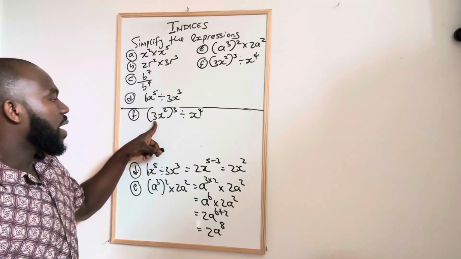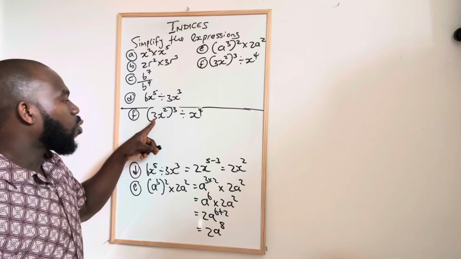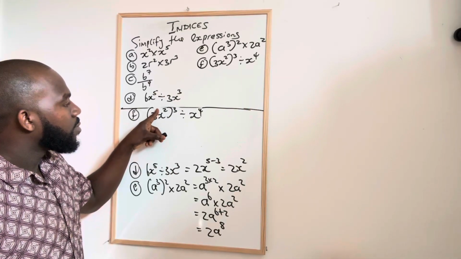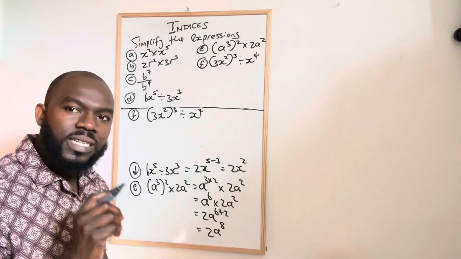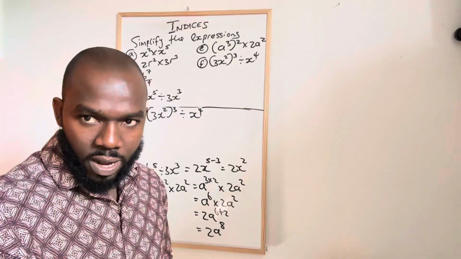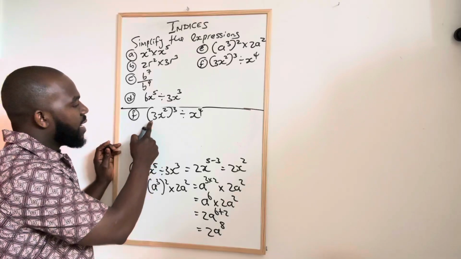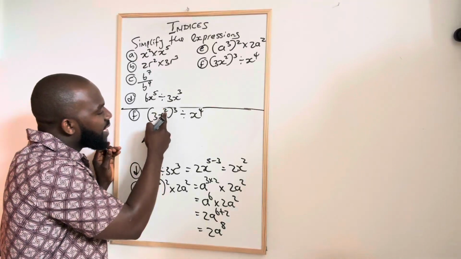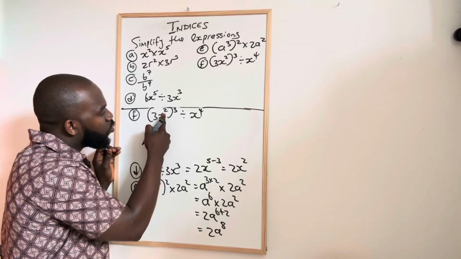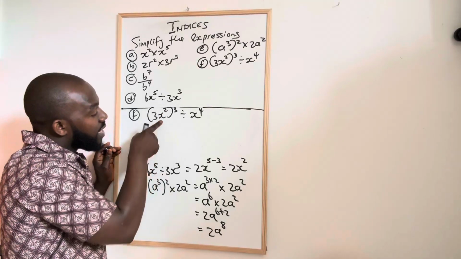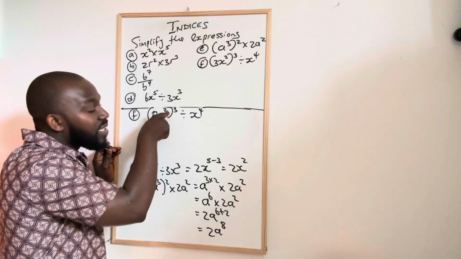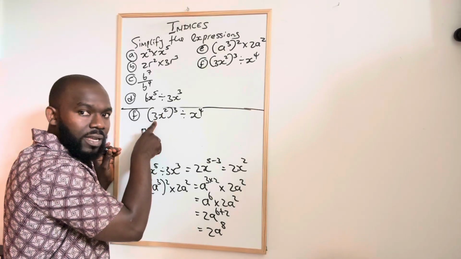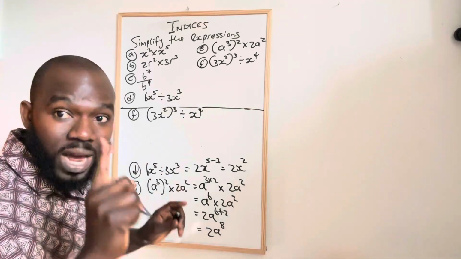The coefficient here has its own power. But what's the power? 1. Why is the power 1? Because there is no power. Because you can't say that the power of 3 is this 2. No, it is wrong. The power of 2 is x here carries the power of 2, not 3. So what does 3 carry as a power? It carries 1 as a power.